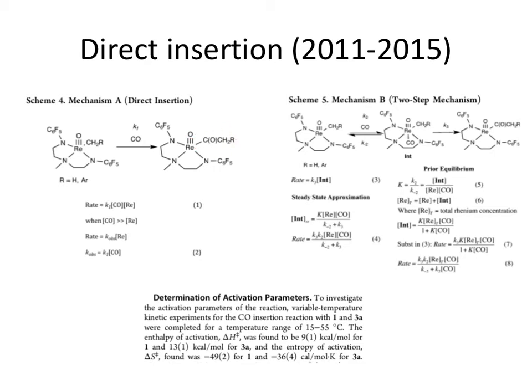If you look at the entropy of activation, it's an extremely large negative number, suggestive of a very organized transition state for this reaction. And they also did kinetics, and so the kinetic rate law for these reactions is very simple, and for a two-step process they have a much more complicated rate expression. They have been able to show that this is certainly the first example of a direct insertion mechanism for carbon monoxide into an alkyl.